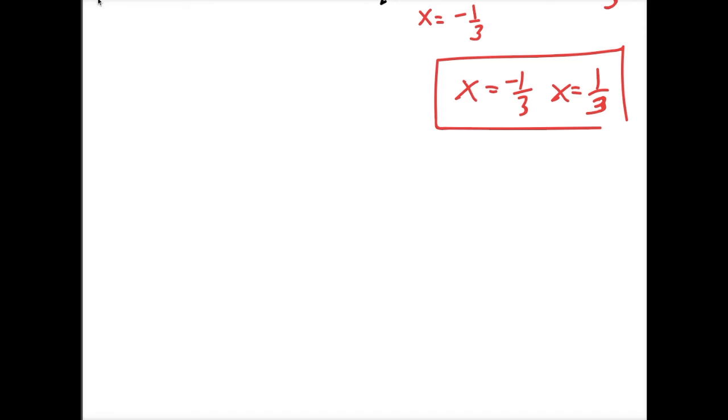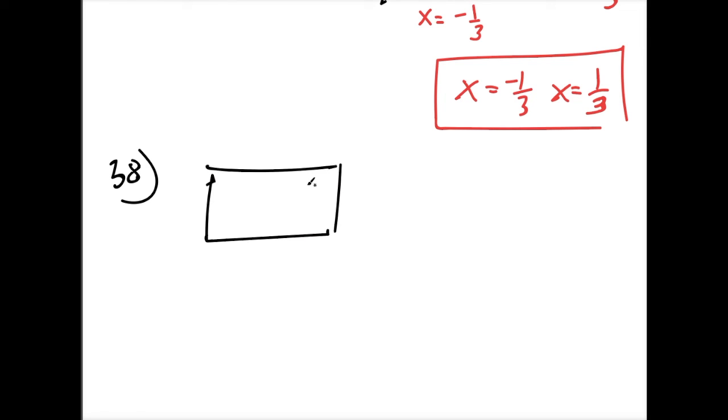Last and least, we have number 38. That's the word problem. 38, we have the length of a rectangle. Partial credit number 1 on word problems: draw a picture. I can draw rectangles. I'm a good rectangle drawer. Check. The length of a rectangle, length is the long way. The length of a rectangle is 3 centimeters more than twice the width.